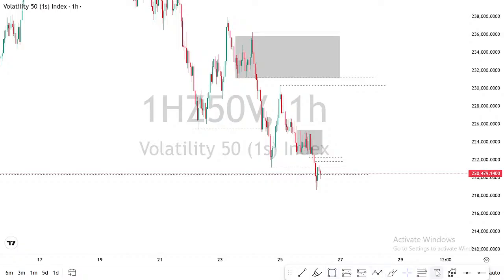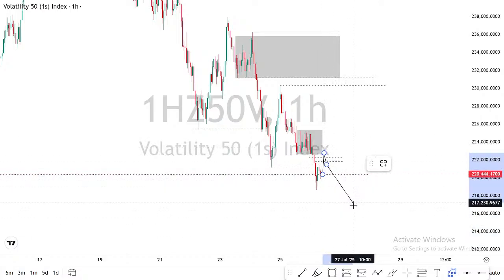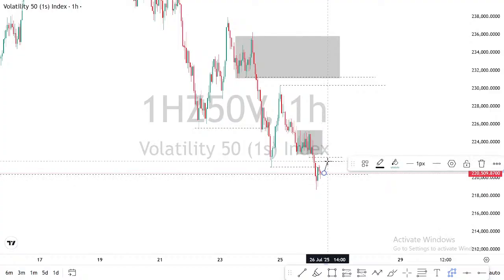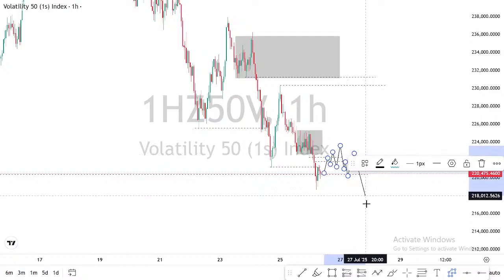But if you see a confirmation, something like this, let me give you a confirmation pattern. So when you see something like this, something like this. The market comes back to break this low. You can continue from here.